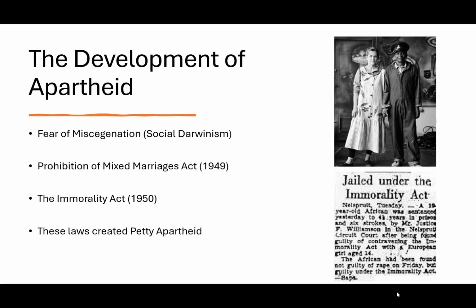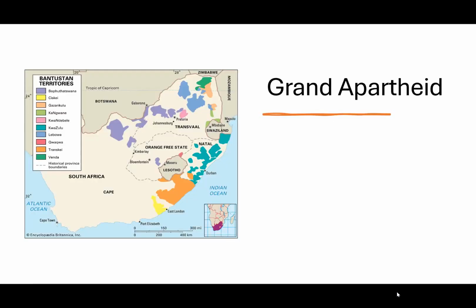So as we kind of move through this, we call these laws petty apartheid because they were meant to do with day-to-day life. How can we control them? But the National Party began to realize that with petty apartheid, they needed something more grand. They needed something more constitutional. And that's when we see the birth of grand apartheid. Grand apartheid is the systemic separation of the races based on constitutional law.